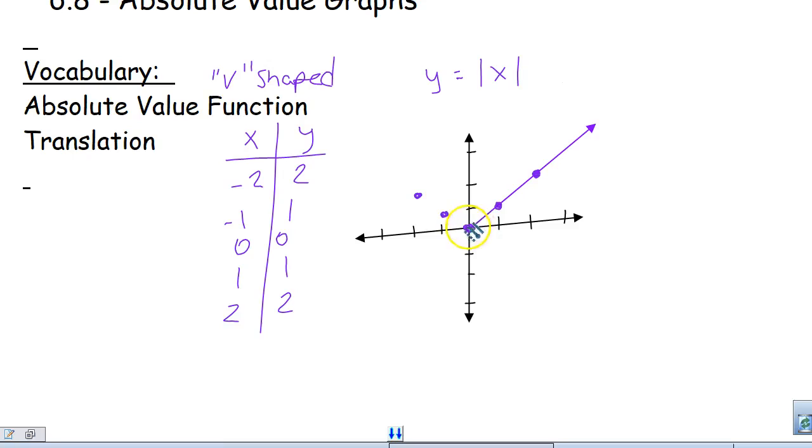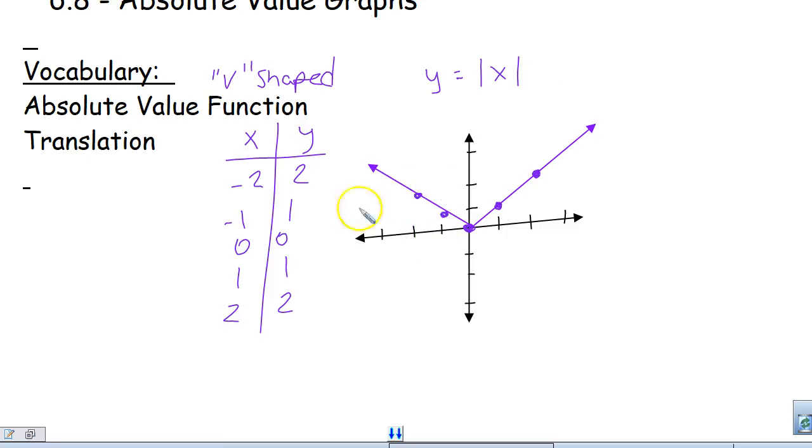Now you can also get negative y, right? No, you can't because of the absolute value symbols. You can have one pointed downward, yes. It could happen. If you had a negative in front of it, then it could open downward.